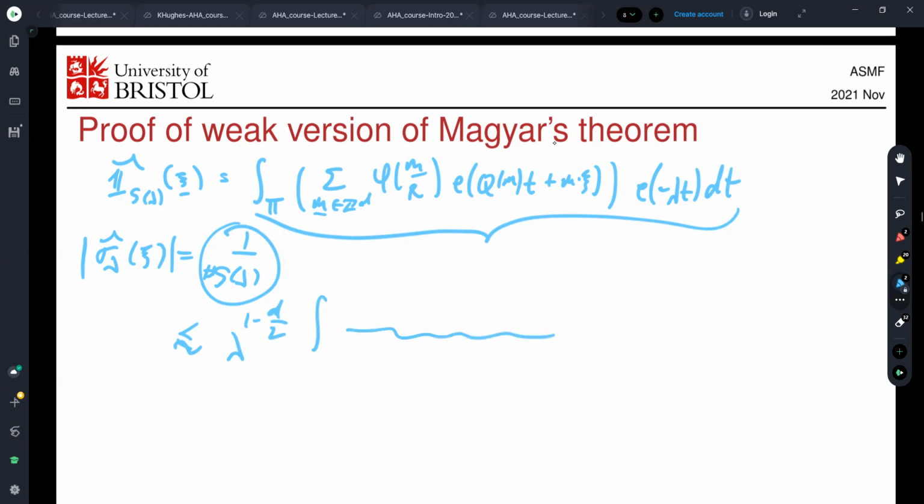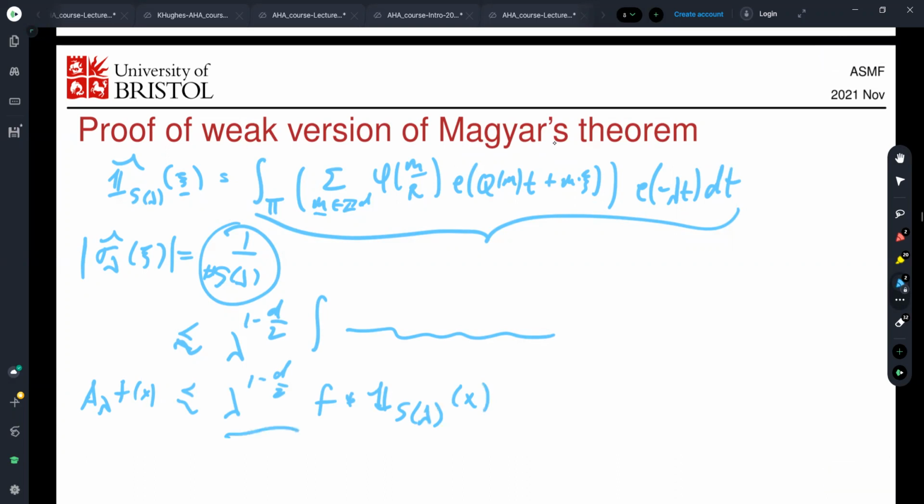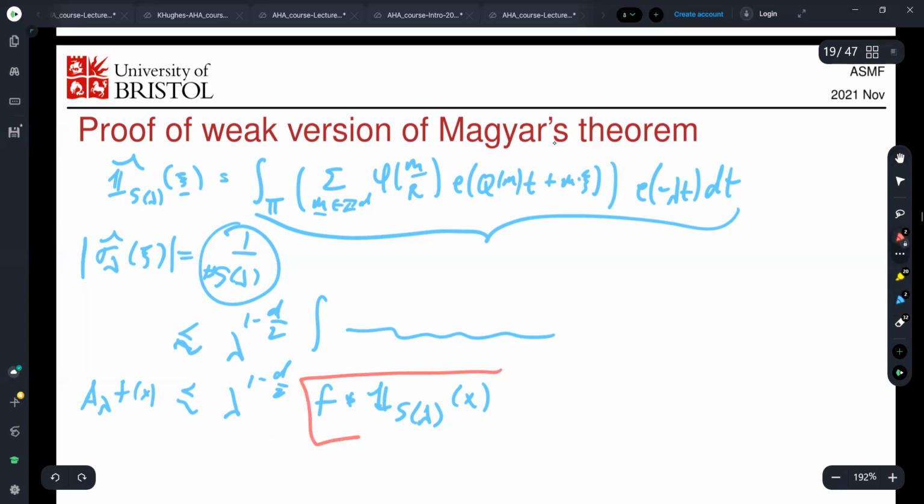Okay. Now the point is that when I define my averages, a sub lambda f of x, I can say that they're all bounded by lambda to the 1 minus d over 2 times f convolved with this characteristic function at the point x, right? This isn't the actual number of points on S lambda, but up to a factor, it's always the right bound. Okay. And now what I want to do is I take these as what I plug in for my operators T. So these are going to be my T of lambda.